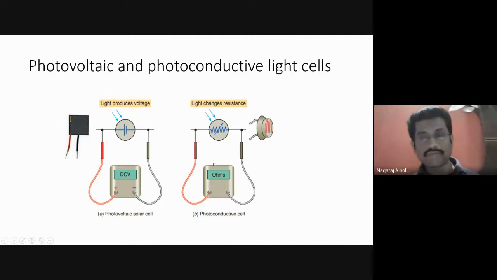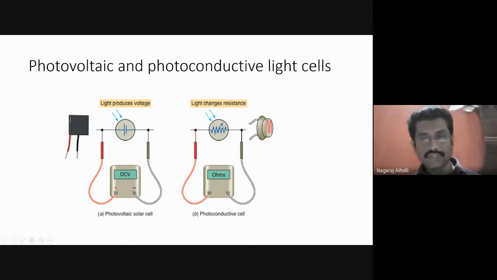Similarly, in the next figure, this is the physical appearance of the photoconductive cell or the photoresistive cell. This is how it looks, and symbolically it is represented like this. This variable resistance, with the circle surrounding it, indicates that it is a photoresistive cell or a photoconductive cell.